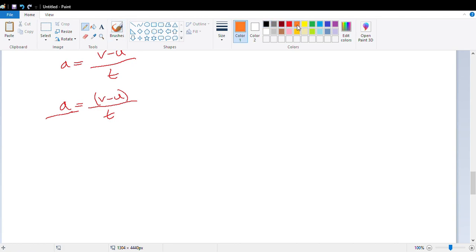The reason it does that is, to cancel out t on this side of the equation, I need to put a t up the top. So I've got a t on the top, t on the bottom. They cancel, but because I multiplied by t up here, I also need to multiply by t on that side as well. So the result would be a times t is equal to the final velocity minus the initial velocity. Then I'm going to reverse, so what I've got on this side, I'll just write on that side.